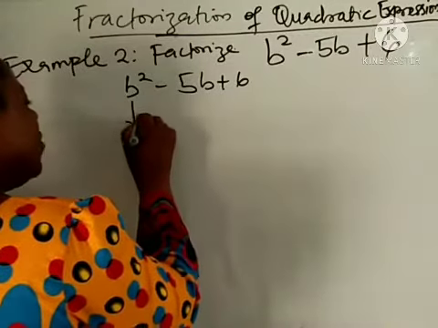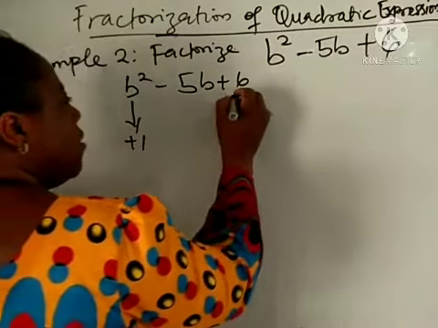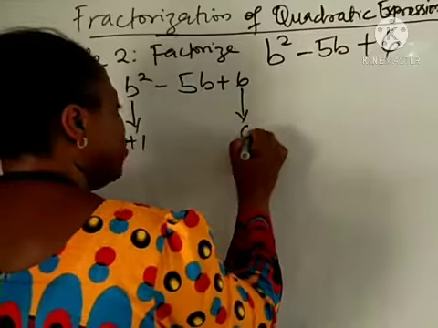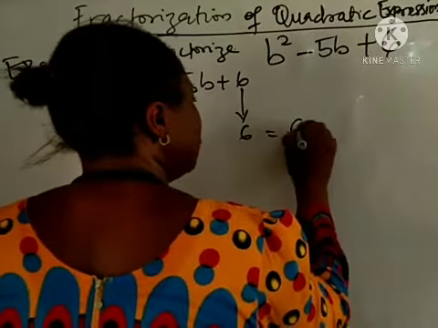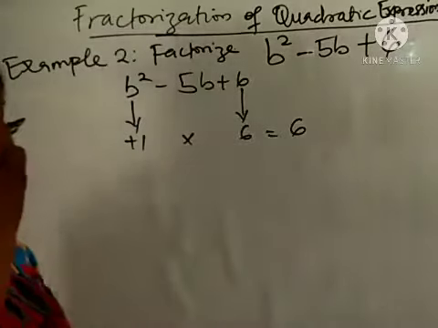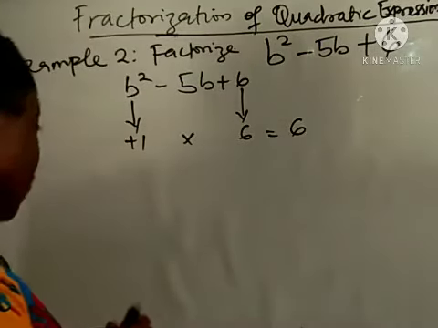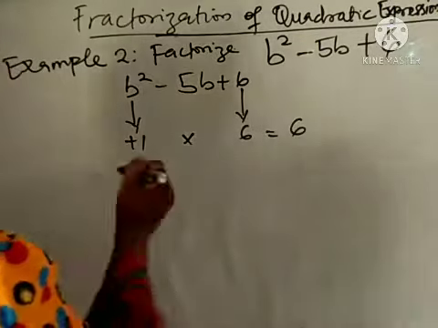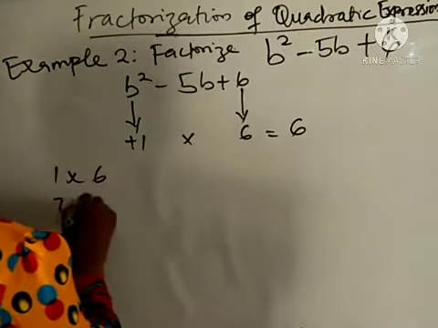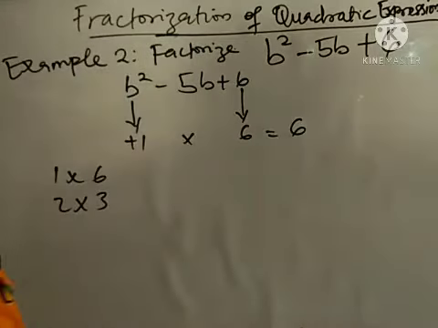What's the coefficient of b squared here? Plus 1. What's the coefficient? The constant here is what? 6. If you multiply, what do you have? 1 times 6 will give us what? 6. We need to look for the factors of 6 that must give us what? Minus 5. We have 1 times 6 and we have 2 times 3.